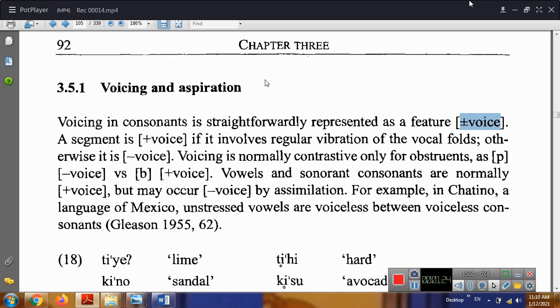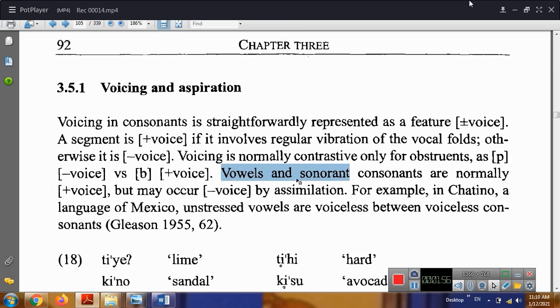As you know, all of the vowels are voiced. A segment is plus voice if it involves regular vibration of the vocal folds. Otherwise it is minus voice. Voicing is normally contrastive only for obstruents, like P, which is minus voice, and B, which is plus voice, or S and Z. Which one of them? S is minus voice and Z is plus voice.